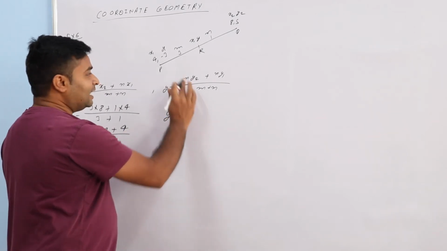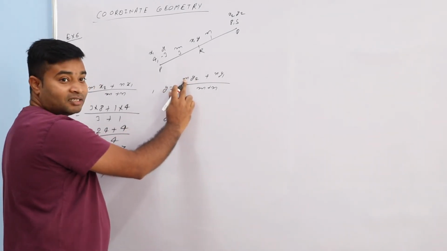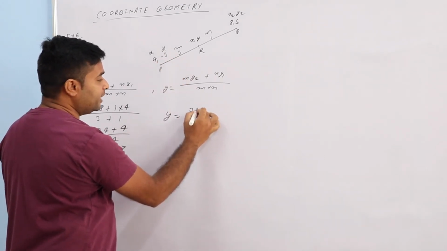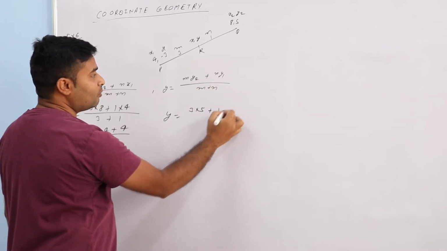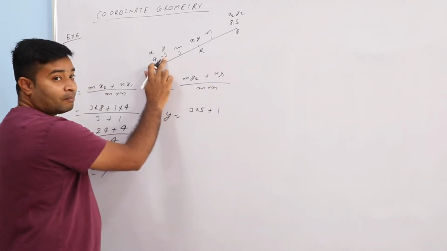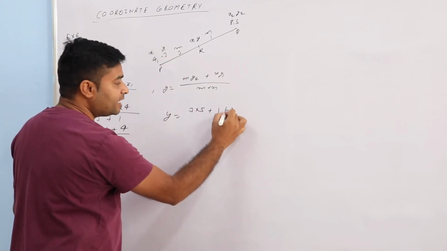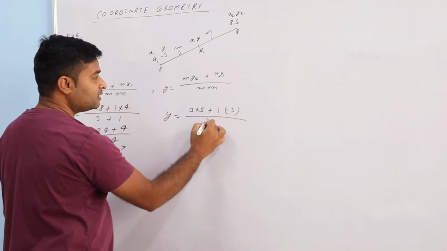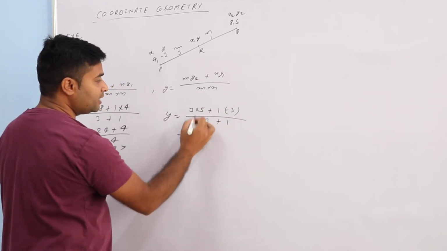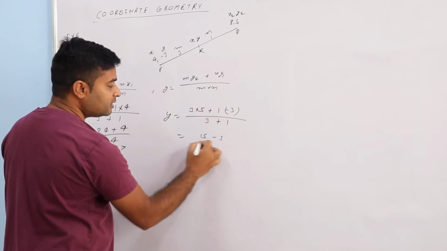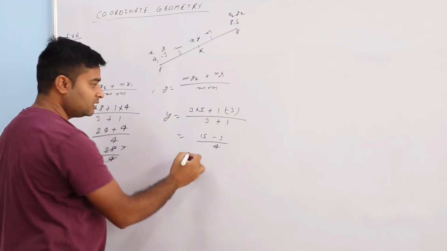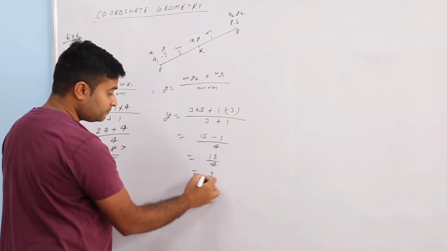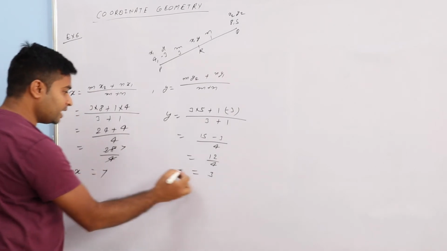Now m is 3, y2 is 5, into 5 plus n which is 1, y1 which is minus 3. Write minus 3 here, but in brackets because we are doing multiplication. m is 3, n is 1. Now simplify: 15 minus 3 by 4, so this is 12 by 4. In the 4 table, 12 comes at 3. So x is equal to 7, y is equal to 3.